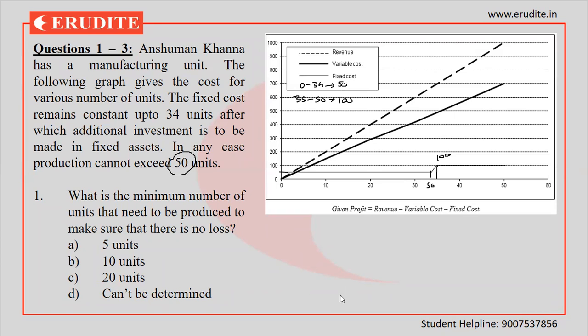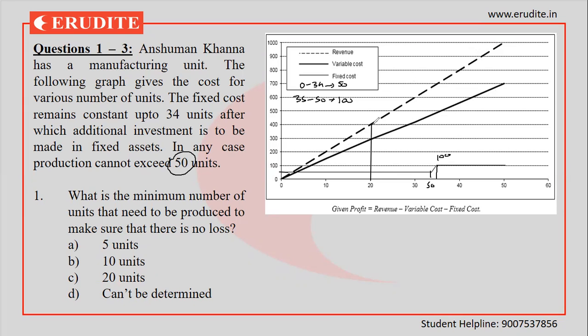Now, if I take this line at 20, what is the fixed cost? 400. What is the variable cost? 300. So we can see revenue. This line denotes fixed cost. This bold line denotes variable cost. And this discrete line denotes revenue.